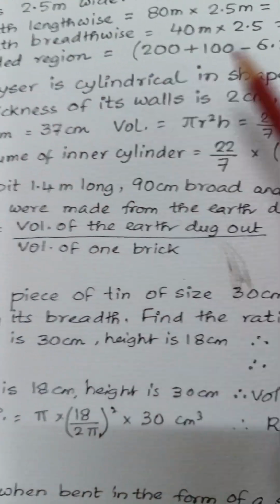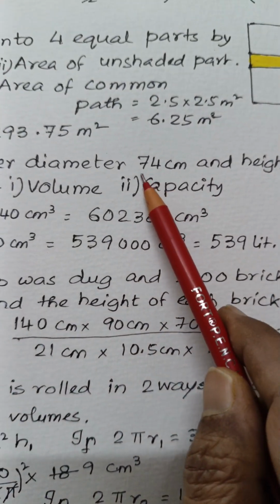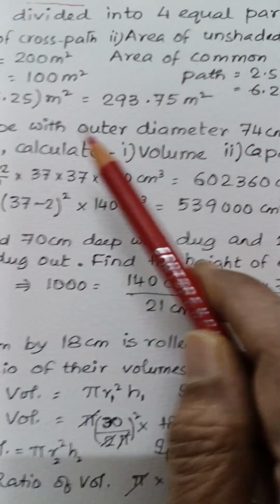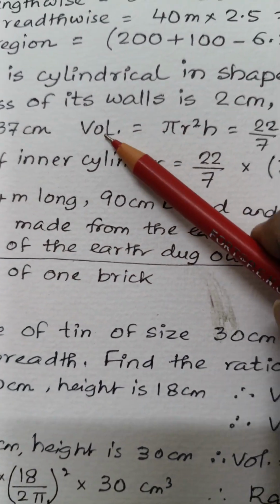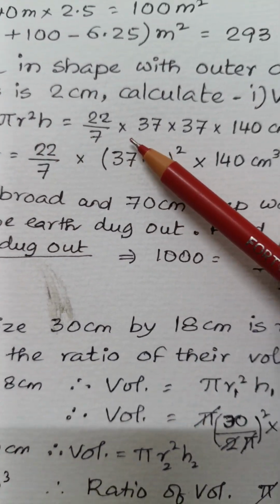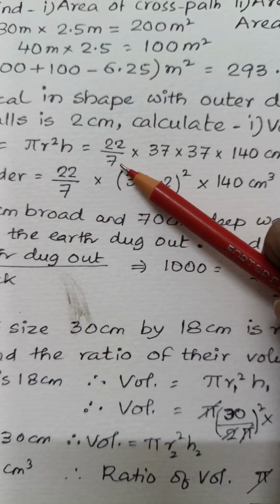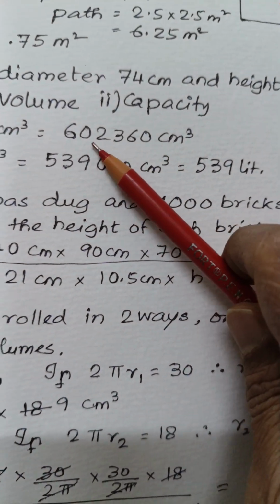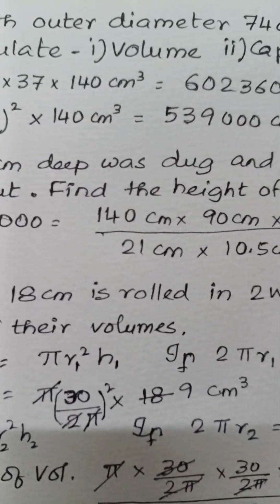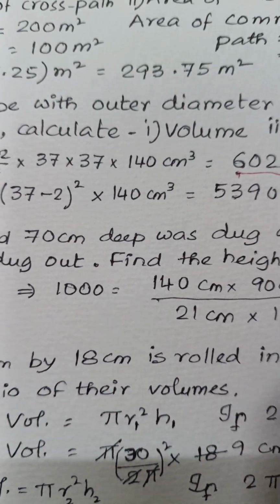Now, radius is 74 by 2. This is 74, this is diameter. So you have to find the radius, divided by 2, that is 37. Volume is pi r square h. Volume of a cylinder, formula is pi r square h. Now pi r square h gives us the volume, 602360 centimeter cube. This one.